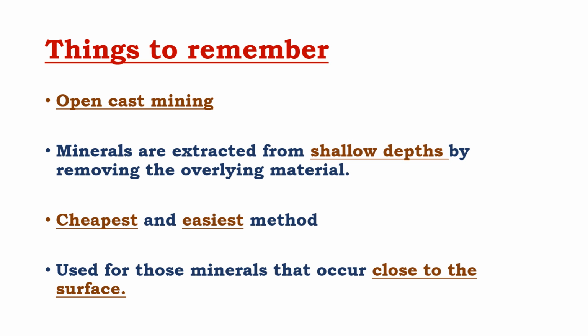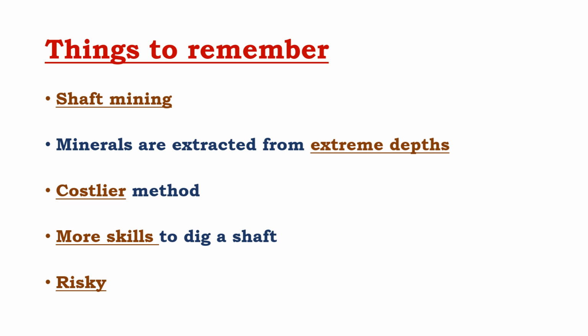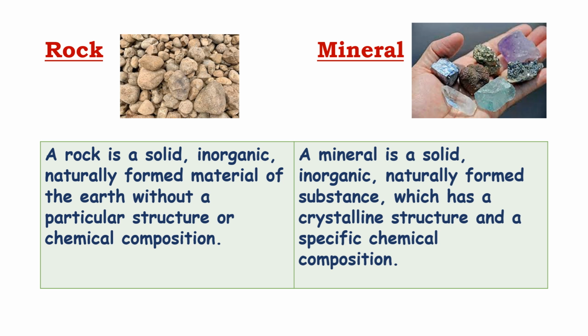Surface mining is used for those minerals that occur close to the surface, whereas underground mining, as you can see on the screen, this is the picture related to underground mining. Underground mining, which is also known as shaft mining, is a method in which minerals are extracted from extreme depths. It is a costlier method of mining. It requires more skills to dig a shaft. This method of mining is risky as well, as poisonous gases, fire, etc. lead to fatal accidents.